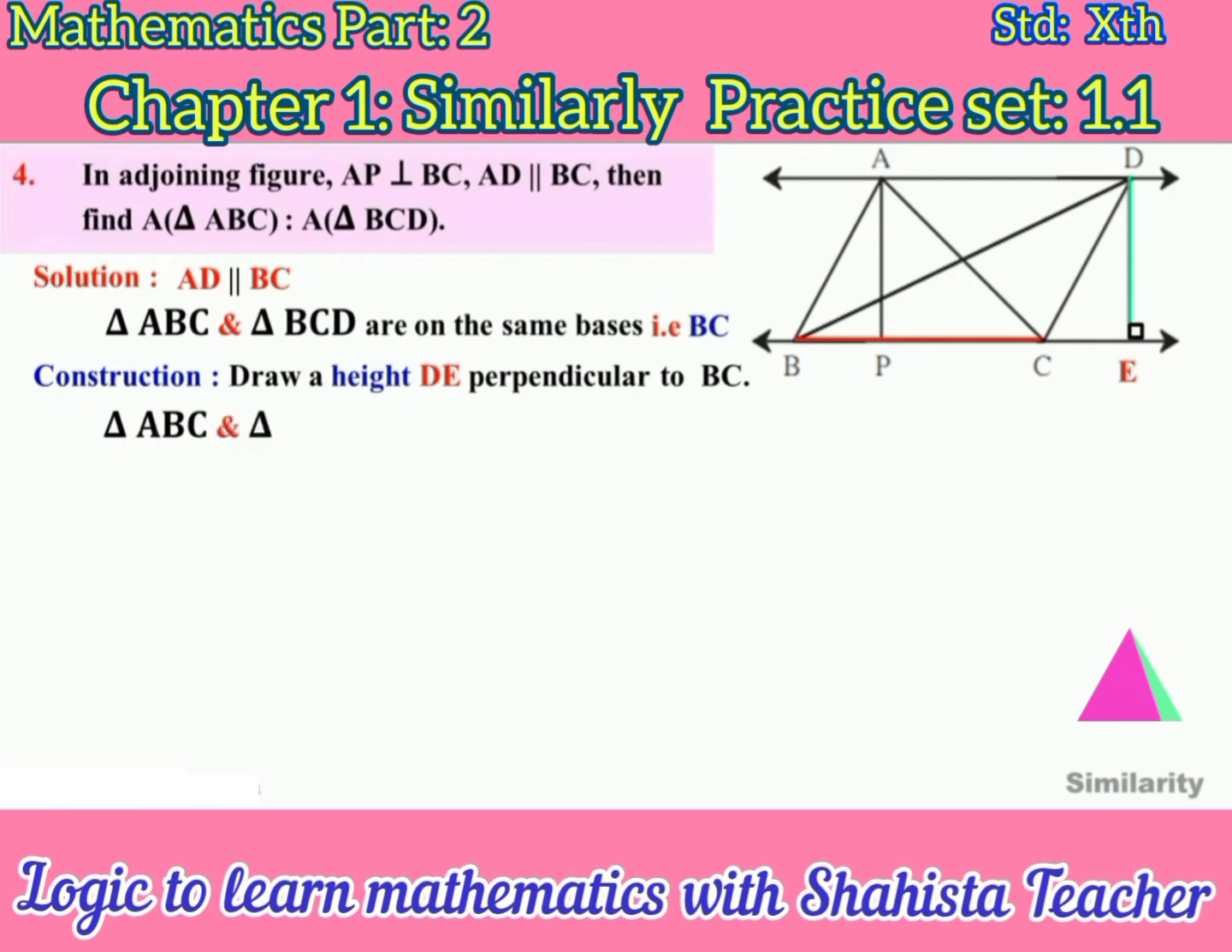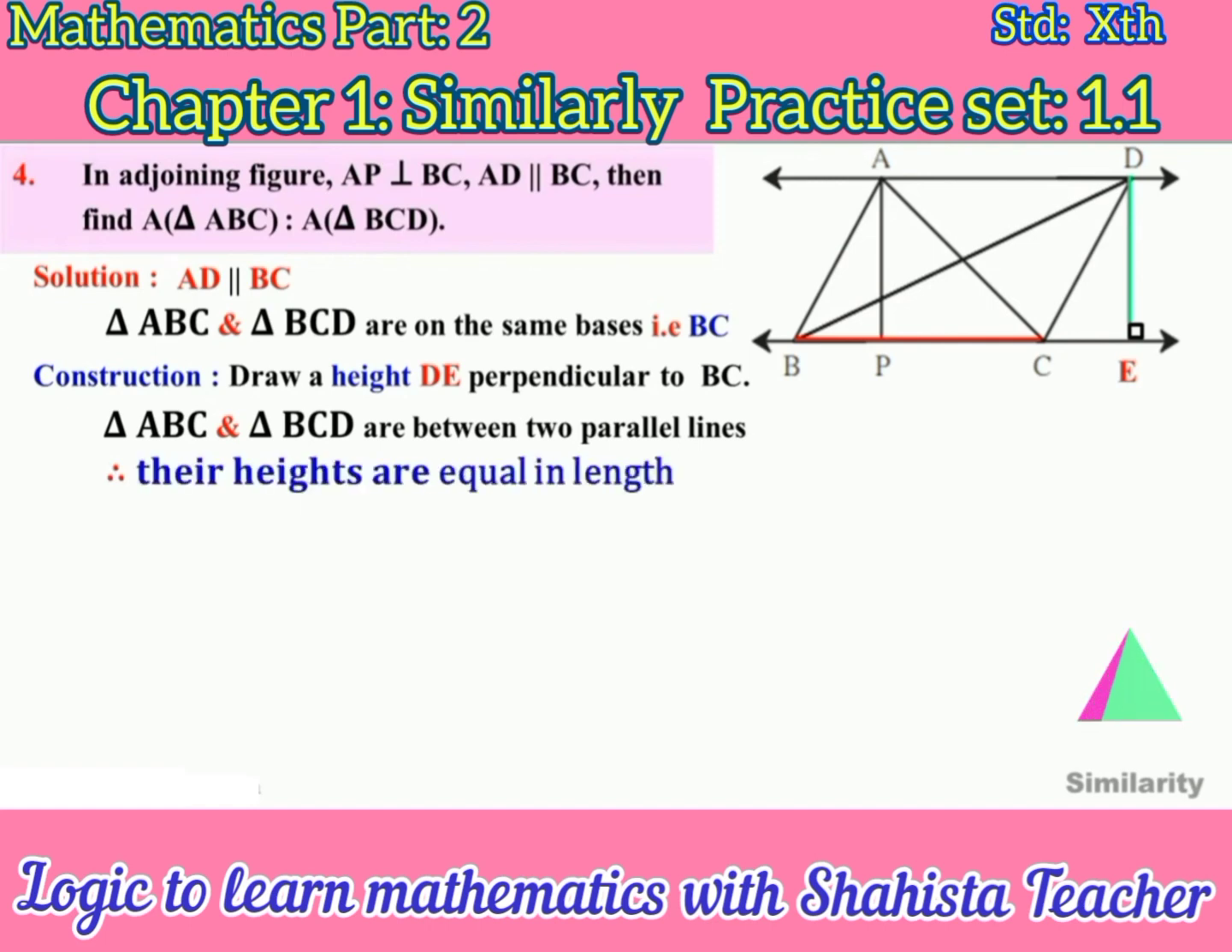DE is the height. So triangle ABC and triangle BCD are between two parallel lines. Which two? AD is parallel to BC. Between these two parallel lines, two triangles are given. Which are they? Triangle ABC and triangle BCD. Their heights are equal in length.